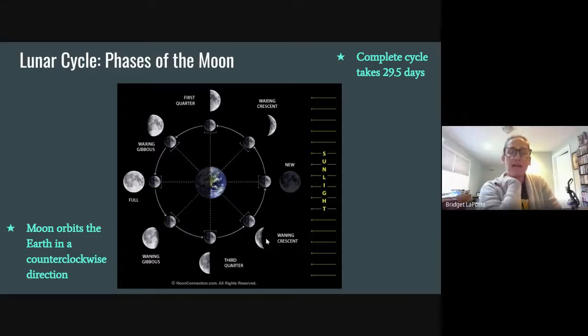Just know that for a variety of reasons that we can talk about if you would like to know more, we only see one side of the moon all the time. No matter what phase it's in, no matter what time of month, we are always looking at the same side of the moon every single time we look at it, which is another interesting fact.